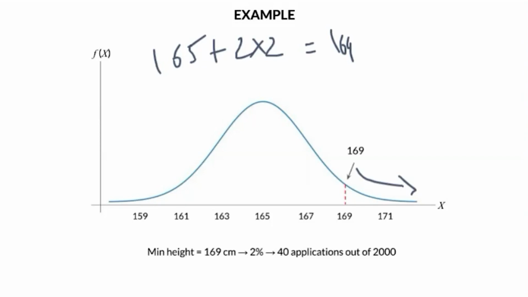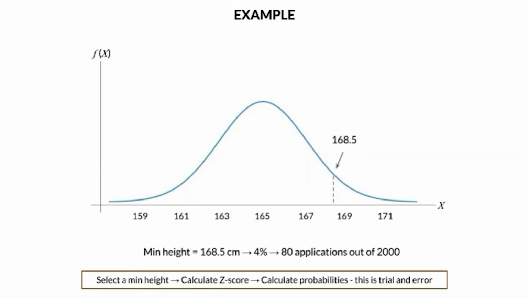So now how much will remain? 2%, which is 40 applications out of 2000. But the original question was 50, not 40, right? So I went too far. So till now we are doing trial and error. But should we always be doing trial and error? For example, if I say 169 centimeter became too much because only 40 applications remained, so let me reduce that a little bit to 168.5 and see what happens. And if you do reduce to 168.5, what should you do?